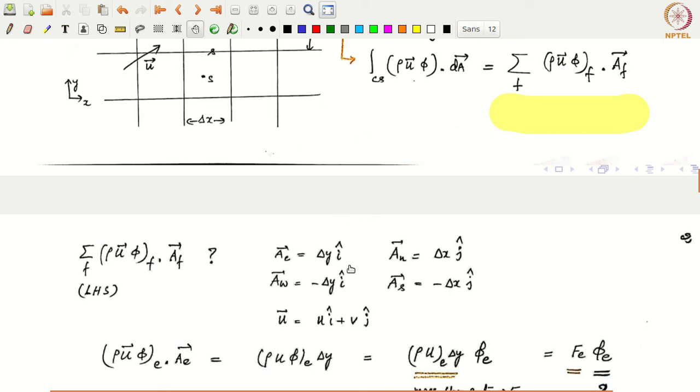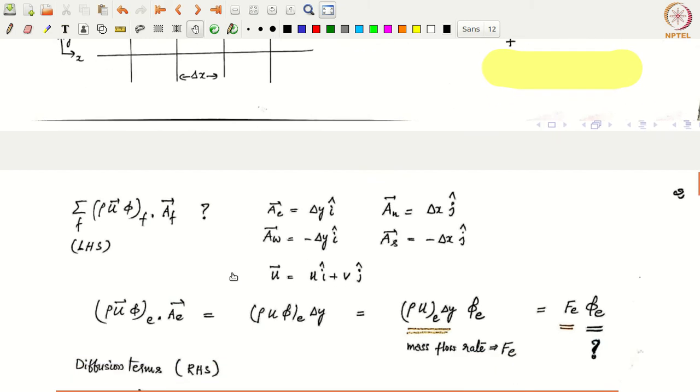So that we already know. And U bar is also known. U bar is basically U i hat plus V j hat. This is also already known. So can we write this one particular term of this summation?